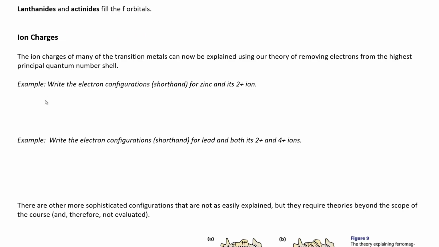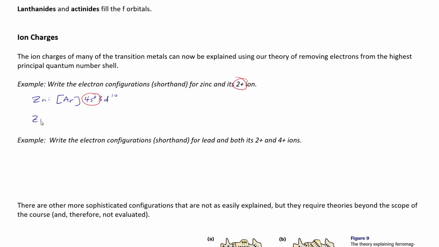So let's take a look at writing the shorthand electron configurations for zinc and its 2+ ion, because we're going to be looking at the ion charges. Okay, so write the electron configurations for zinc and its 2+ ion. So if we look at zinc, right, the shorthand electron configuration, well, it has the inner filled shell of argon, and then it has 4s2, 3d10. Remember that when it loses 2 electrons, it's going to do so from its highest principal quantum number.